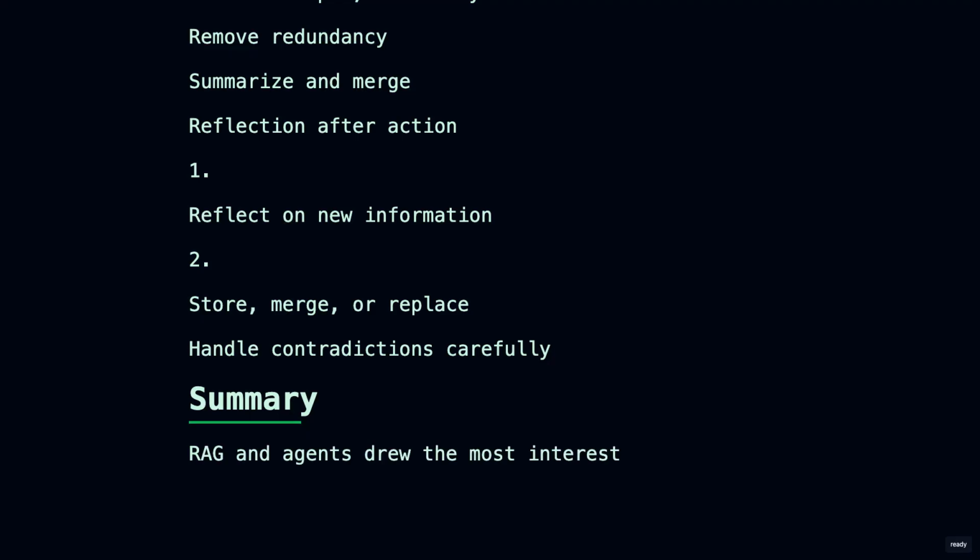It's no surprise that readers were especially excited about this chapter. RAG and agents are two of the most practical patterns in modern AI, so they naturally attract a lot of attention.